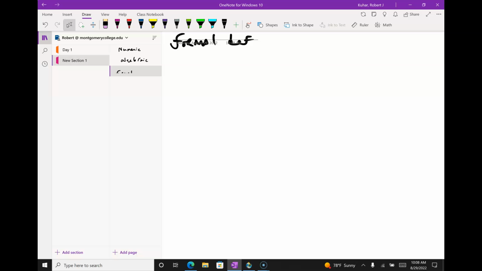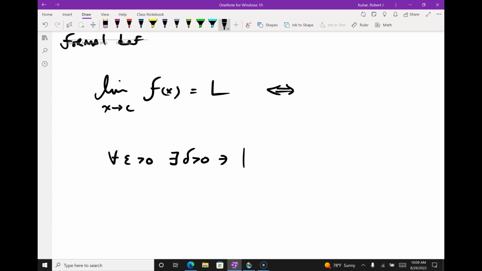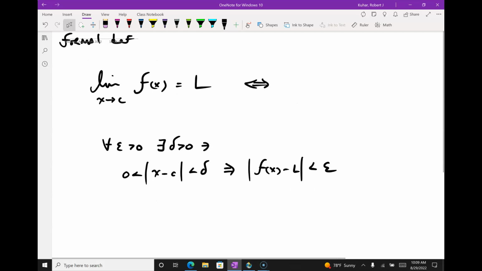Here's our formal definition of a limit. The limit, as x goes to c, of f of x equals L, is equivalent to, that looks like a double arrow, right? Is logically equivalent. It's not 4 equals 3 plus 1. It's some concept is the same as some other concept. For every epsilon greater than 0, there exists a delta greater than 0, such that if 0 is less than the absolute value of x minus c is less than delta, then the absolute value of f of x minus L is going to be less than epsilon. This is the formal definition of the limit. I'll say it again. I'll write it out.